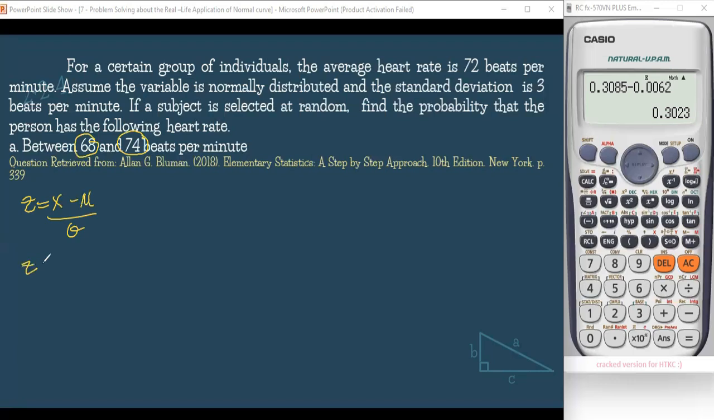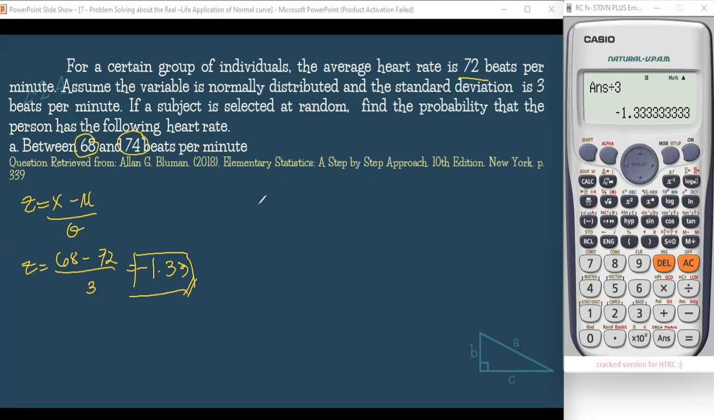So we have z is equal to 68 minus the population mean of 72 all over the population standard deviation of 3. So that is equal to, using our calculators, 68 minus 72 divided by 3. So that is negative 1.33 approximately. So this is negative 1.33. That is our first z.